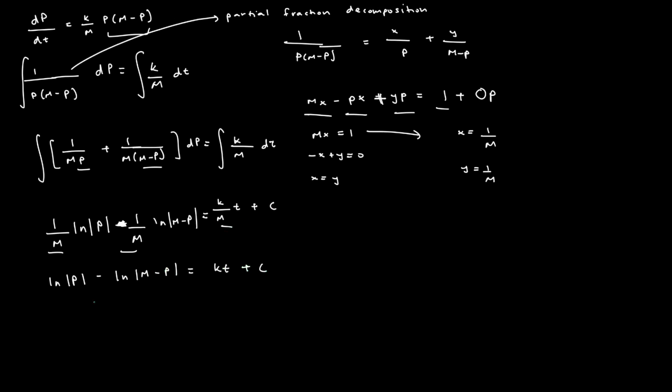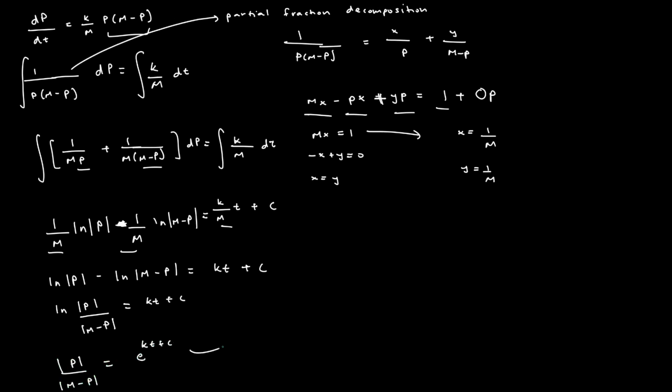Now I can rewrite this term on the left as ln of absolute value of p divided by absolute value of m minus p. This is just through the rules of natural logarithms, and that's equal to kt plus c. Now, if you recall the exponential derivation, I can just take e to the power on both sides. So I get absolute value of p divided by absolute value of m minus p is equal to e to the kt plus c.